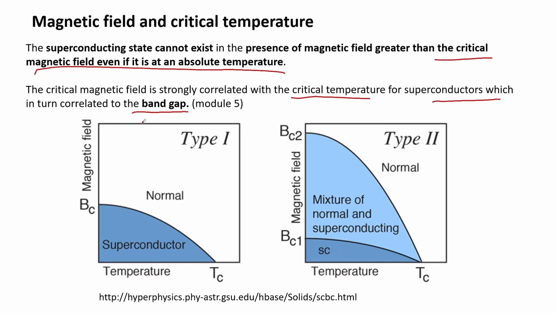Type 1 superconductors have zero resistivity below critical temperature and zero internal magnetic field. Type 2 superconductors are made from alloys, and they exhibit higher critical magnetic fields. They are a mixed state of normal and superconducting regions, and this is called the vortex state.